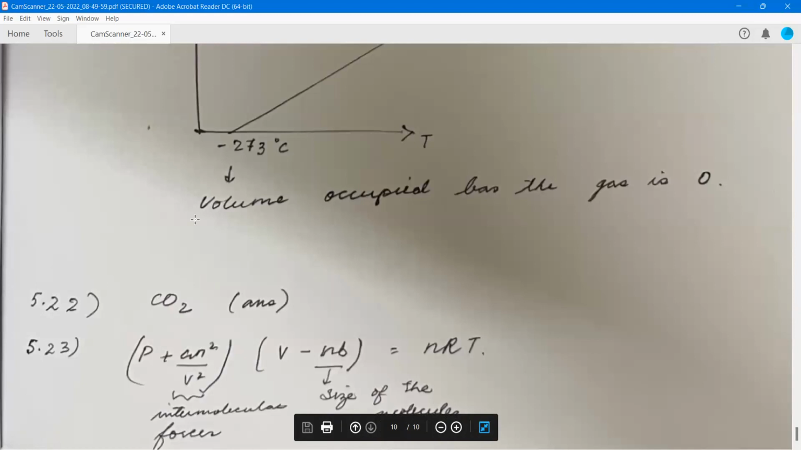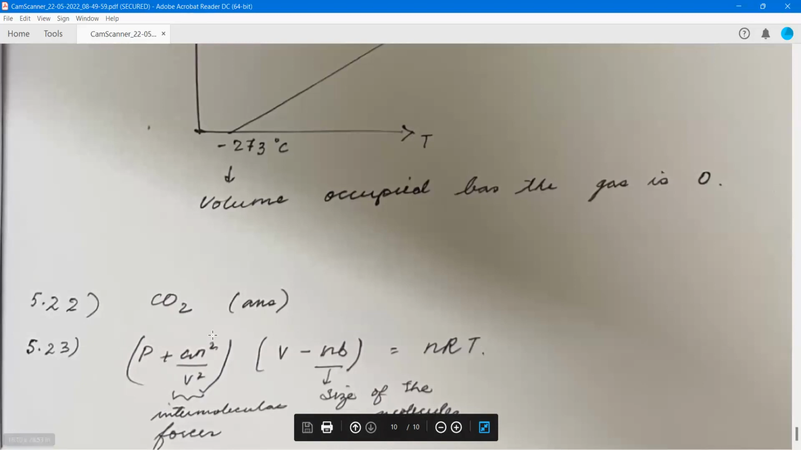So let us move to the last question of this chapter, question number 5.23. It is given, explain the physical significance of Van der Waals parameters. The Van der Waals parameters are a and b. We have studied the equation of state PV equals nRT for ideal gas. But when we are talking about real gas, this real gas equation comes into the picture, where we have two Van der Waals parameters, first is a and second is b. So this is the modified equation of state, which is P plus a n square upon V square into V minus nb equals nRT.